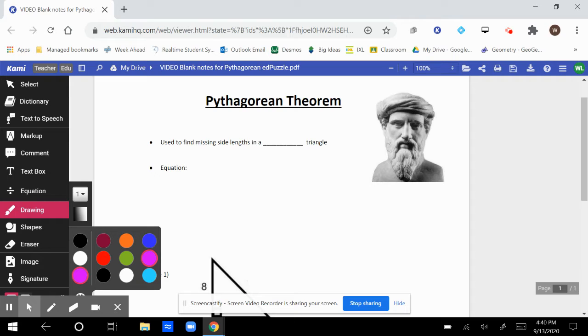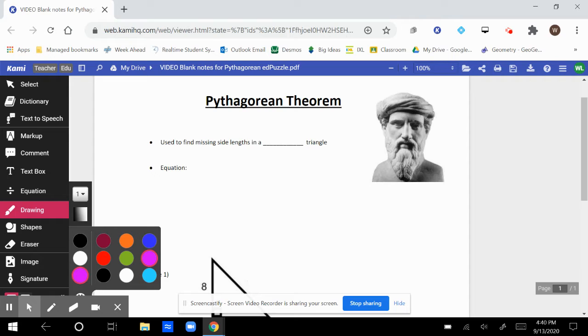Okay, so I'm sure you guys learned about the Pythagorean Theorem at some point in the past, whether it was in middle school or last year in Algebra 1, but we're going to revisit it today, refresh your memory a little bit about what exactly the Pythagorean Theorem is.